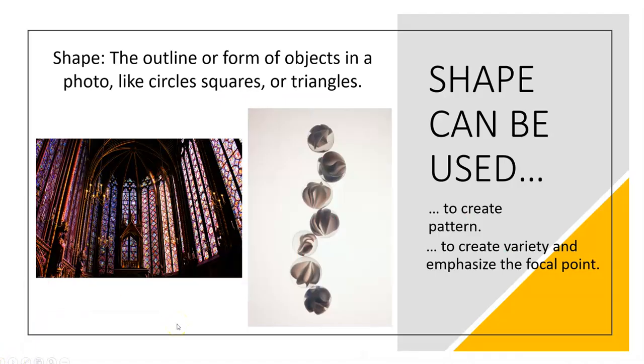The next element that we're going to talk about is shape. Shape is the outline or form of objects in a photo. Obviously, we know what our shapes are. It could be things like circles, squares, or triangles. Shapes can be used to create patterns as well, which we see in this photograph here. There are lots of different shapes that make up this photograph. I see a lot of rounded shapes in the stained glass windows, but it almost looks like all the stained glass windows have a cohesive pattern.